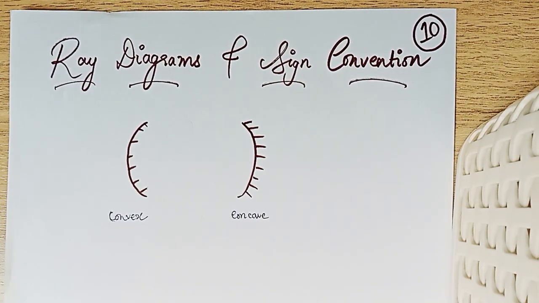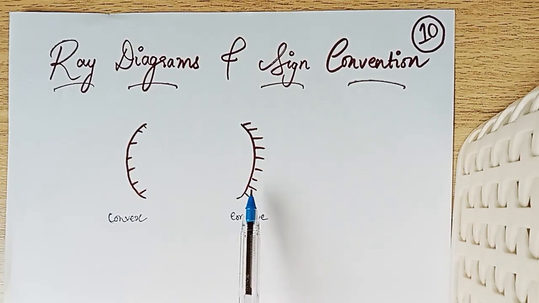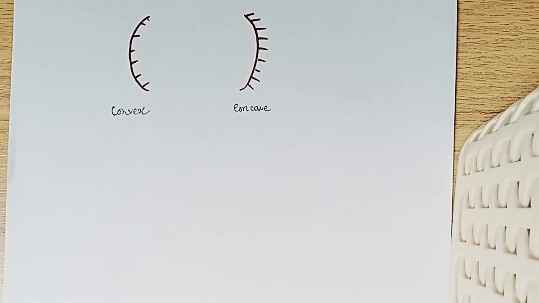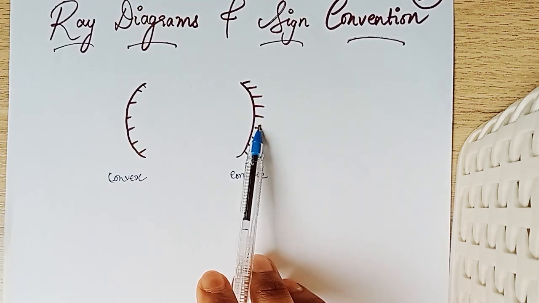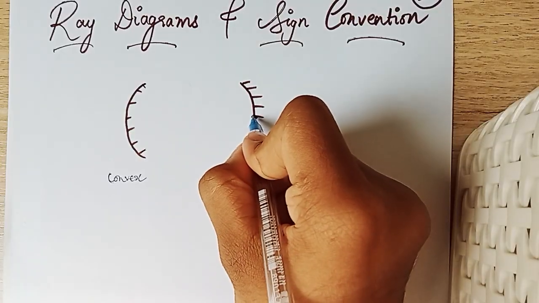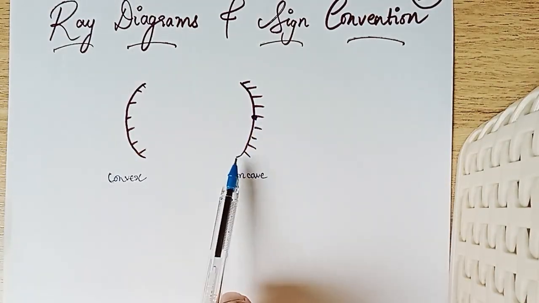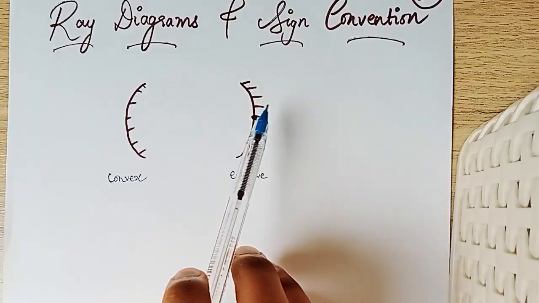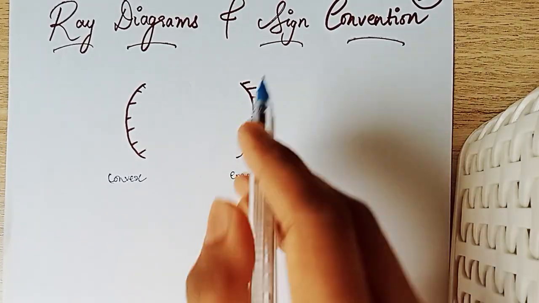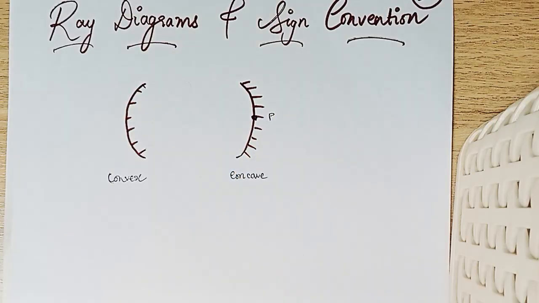Firstly, we'll be looking at the image formation by a concave mirror for different positions of the object. To understand this concept, you need to know the parts of a mirror. In a concave mirror, there are many parts, starting with the pole. The pole is the middle of the mirror. This is called the pole of the mirror. We can denote that as P.